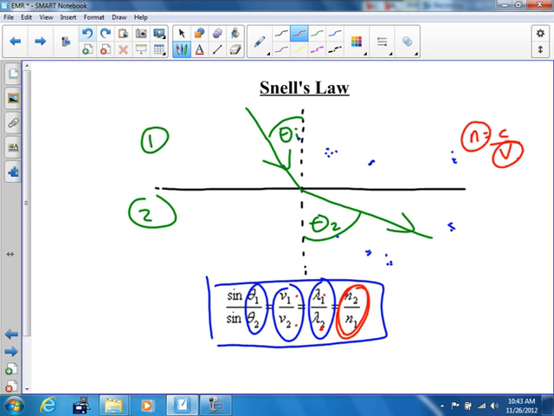Are you ever going to use this entire equation at once? Never. You're going to use two parts of it. Either sine theta 1 over sine theta 2 equals v1 over v2, or two other parts of it, whatever. All right?